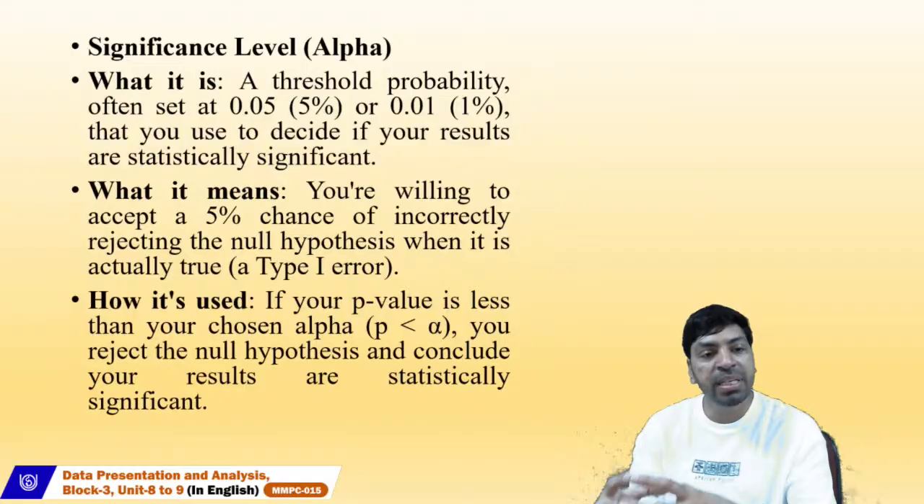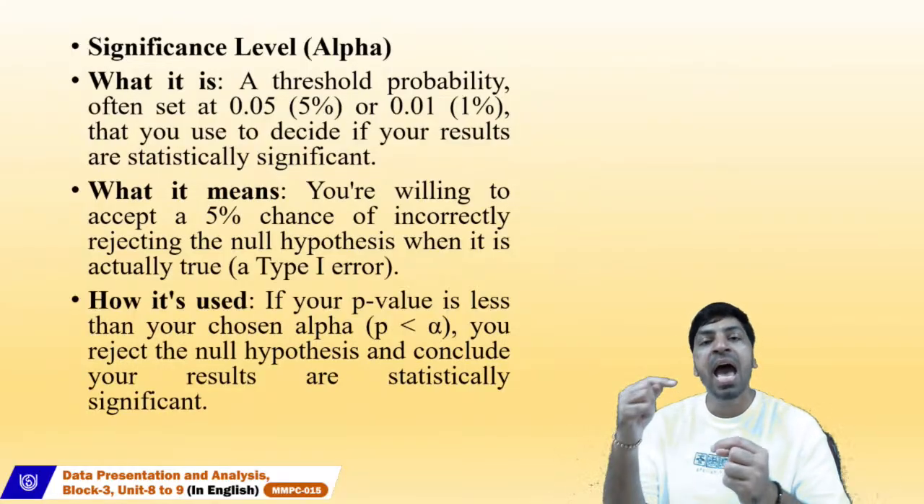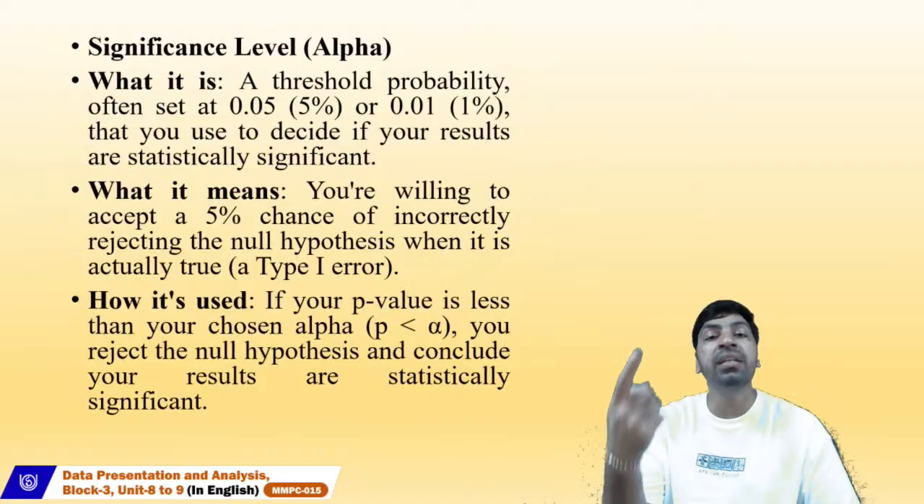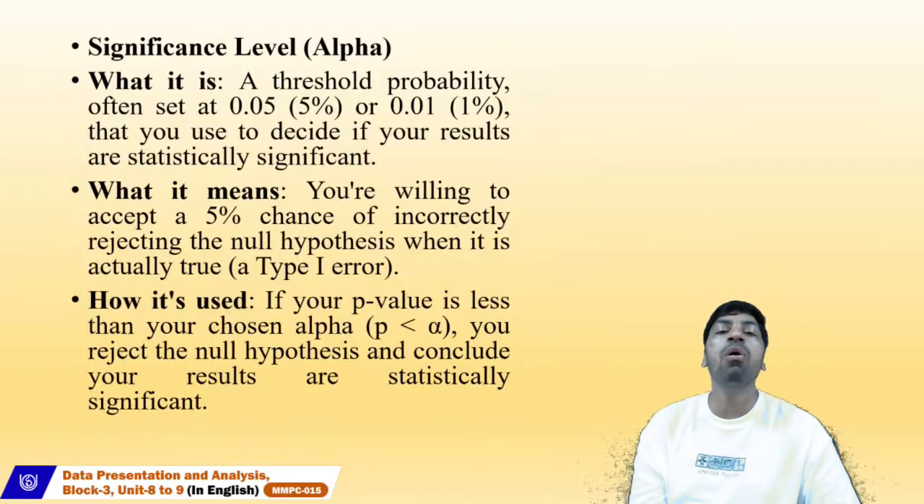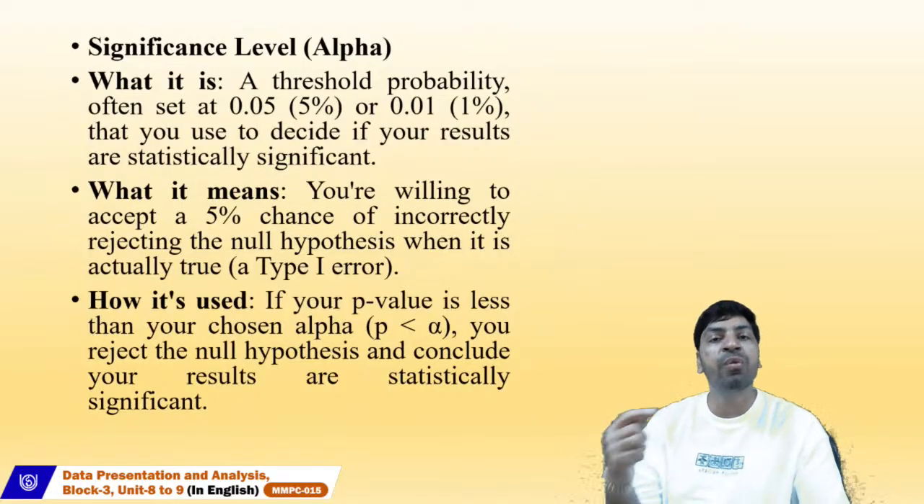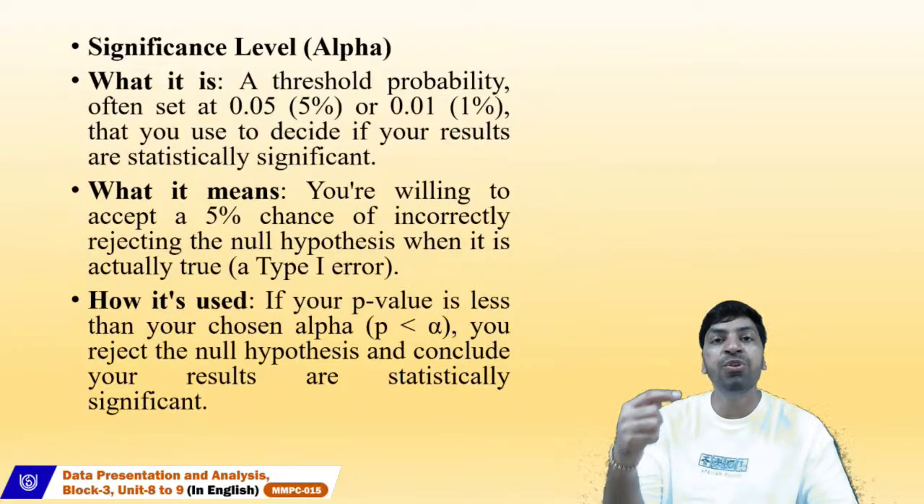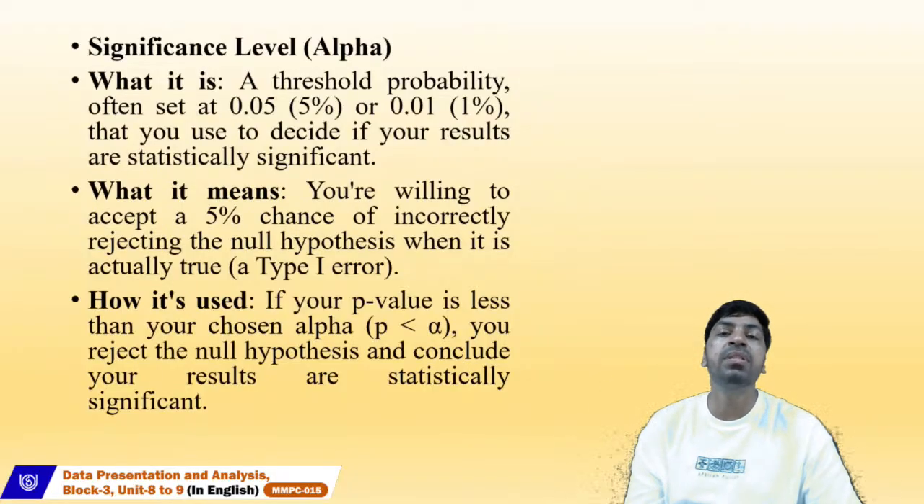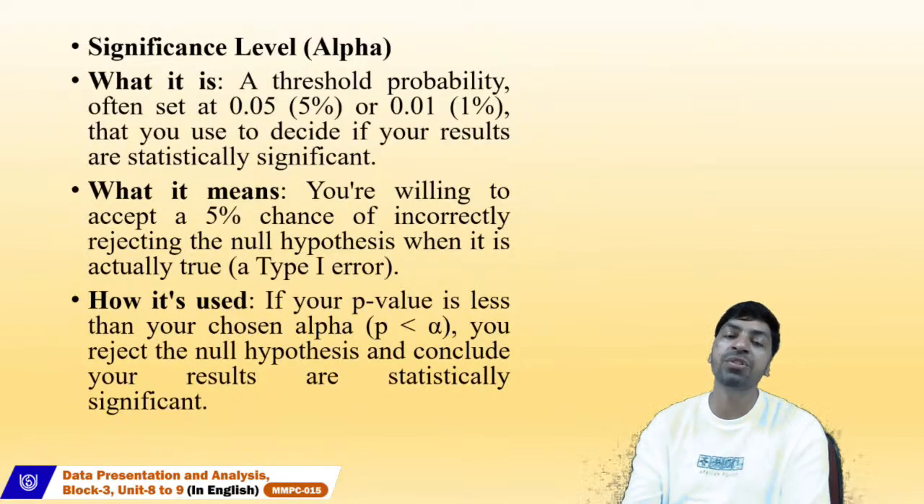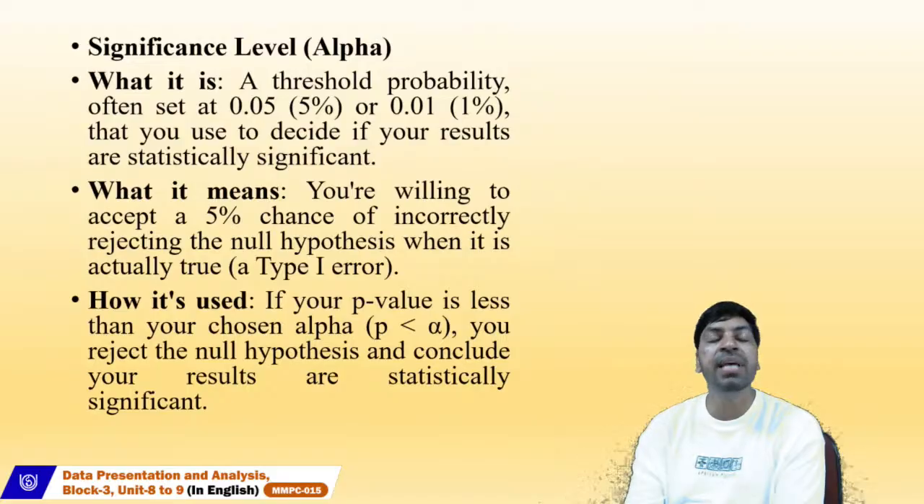If the null hypothesis is actually true, and you reject it, that is called a type 1 error. If something is right, and you reject it, it becomes a type 1 error. How is it used? If your p-value is less than the alpha value, which could be 0.01 or 0.05, the researcher has to reject the null hypothesis and the results will be statistically significant.